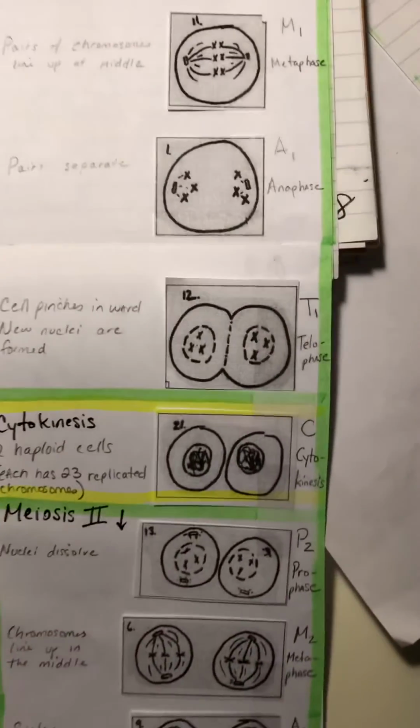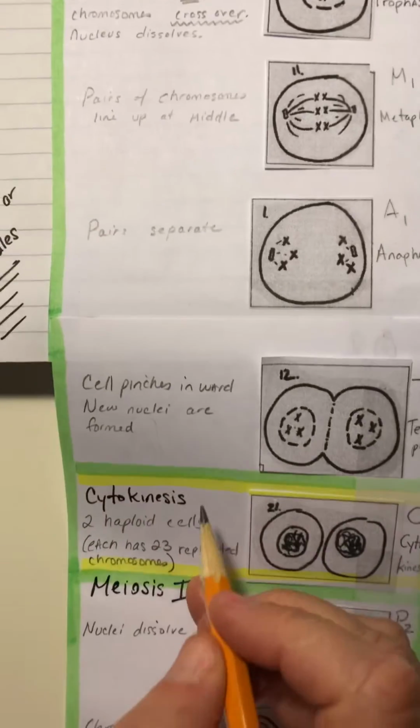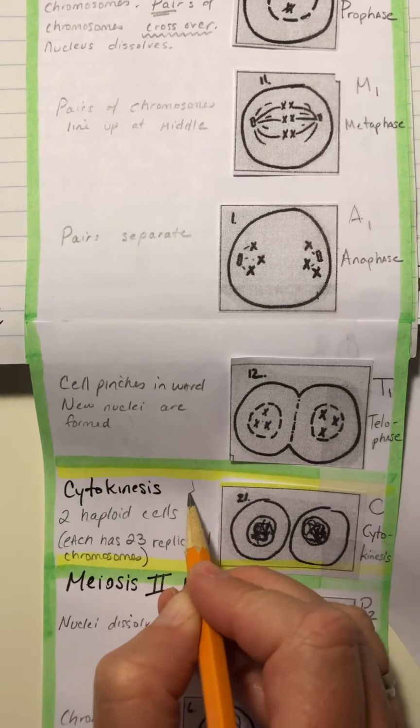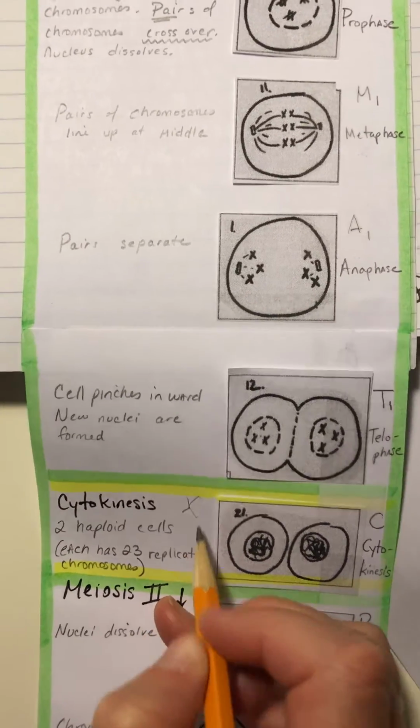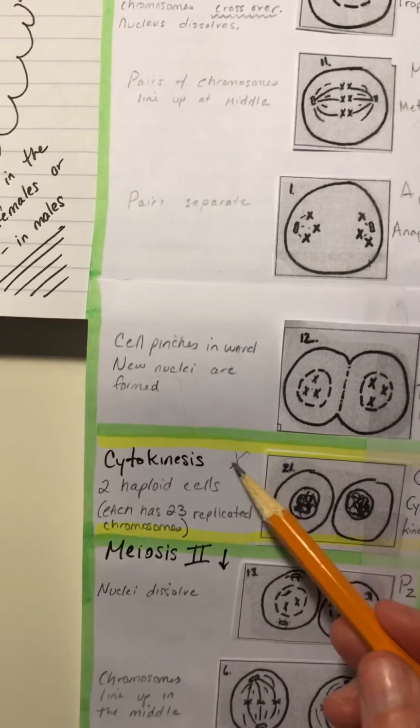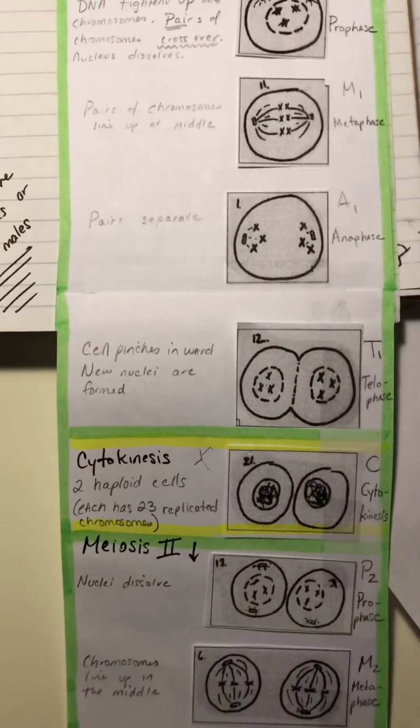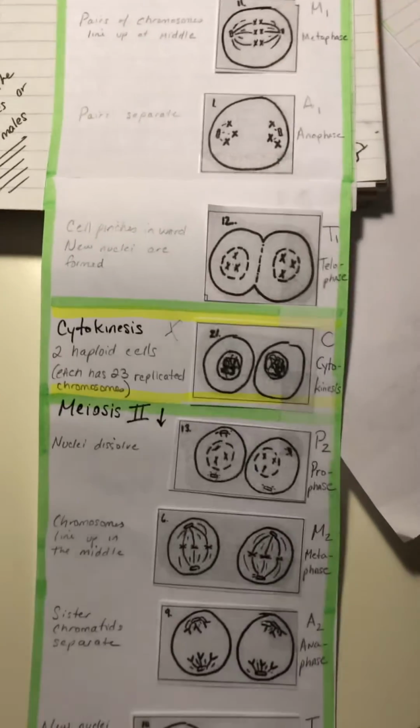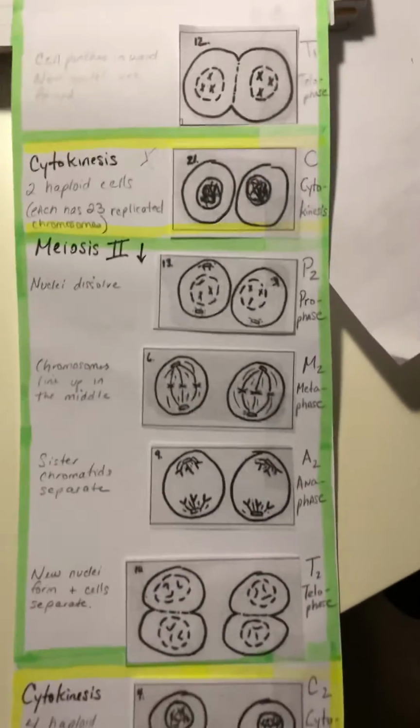Unfortunately, the chromosomes, however, are still replicated. So the chromosomes still look like this. That's not okay. That's 2 exact copies, 2 sister chromatids. So we've got to divide them apart. And therefore, we have to go through meiosis a second time.